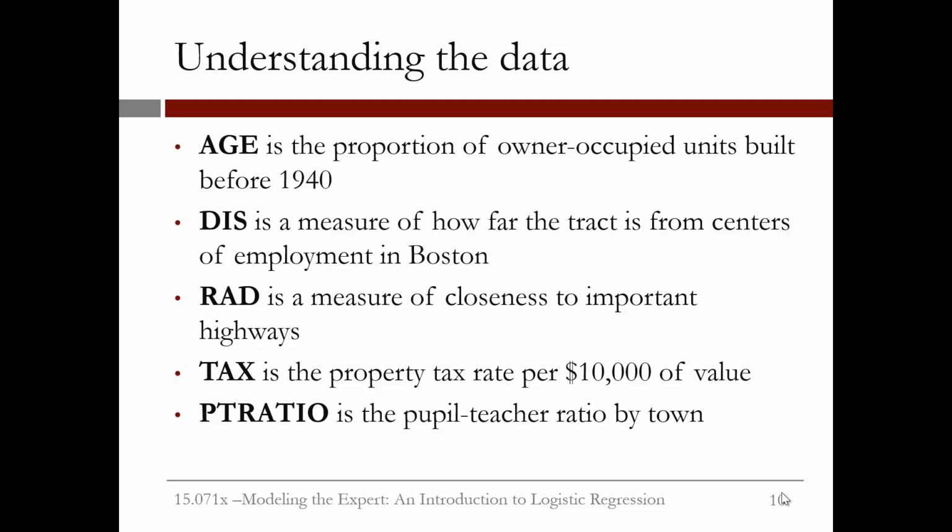RAD is a measure of closeness to important highways. TAX is the property tax per $10,000 of value. And PTRATIO is the pupil-teacher ratio by town. Let's switch over to R now.